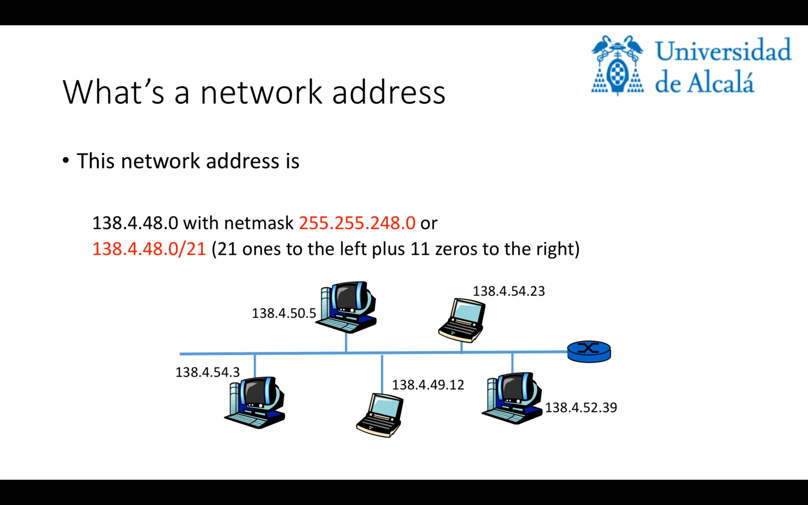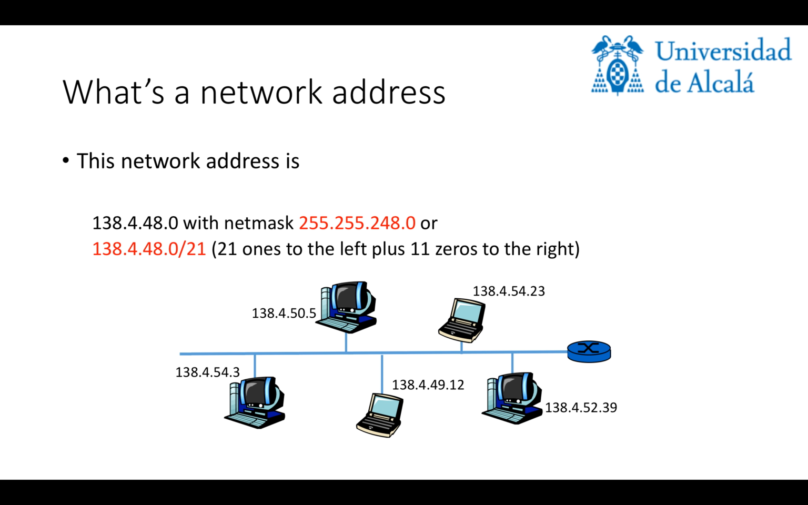The lowest address of a network range is called the network address. That means the address which identifies the whole network. In this case, it would be 138.4.48.0. Any network address should be accompanied by a net mask.